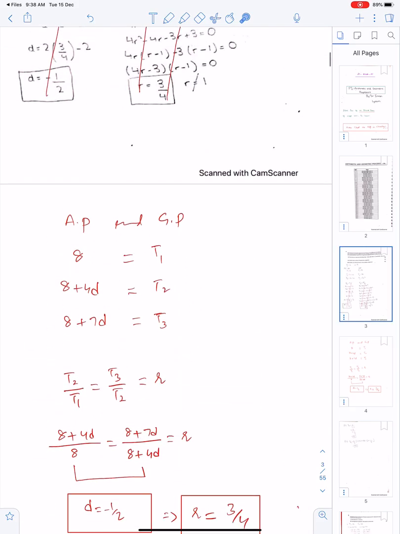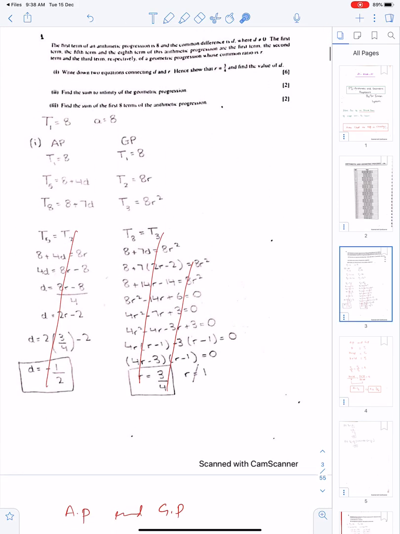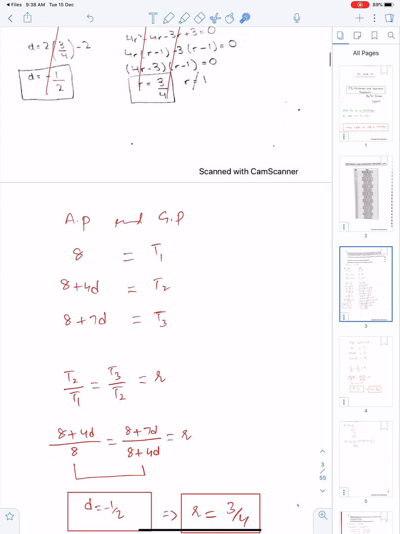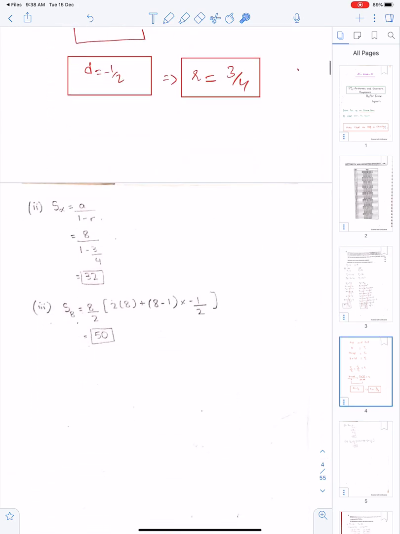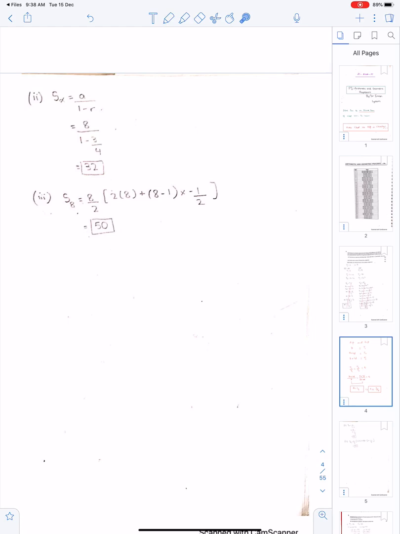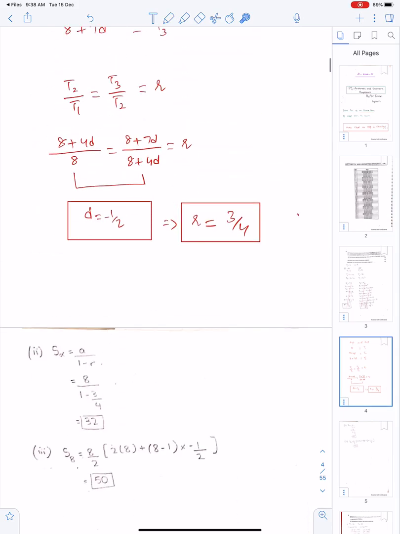Now the last part of this question is find the sum of the first 8 terms. This is so simple. Of AP, we have the first term of AP. We have the value of D as well. This is the formula of sum of Sn of AP. It's n upon 2 (2a plus (n minus 1) times d). This is the answer, 50. So this question is over.